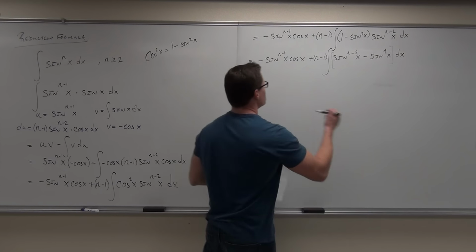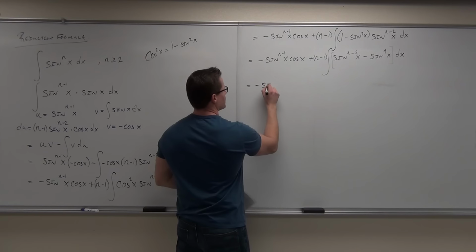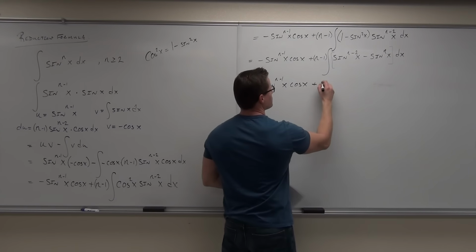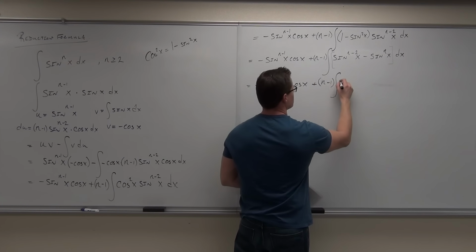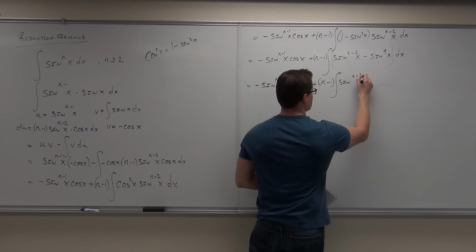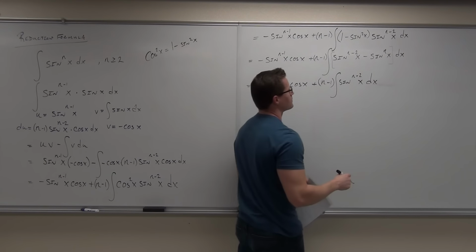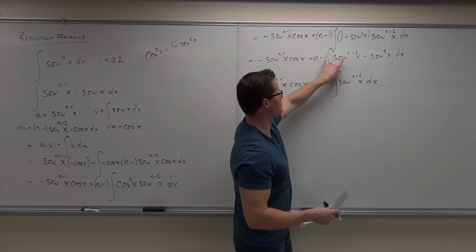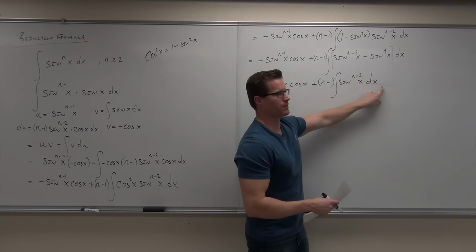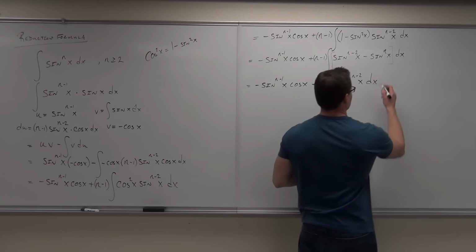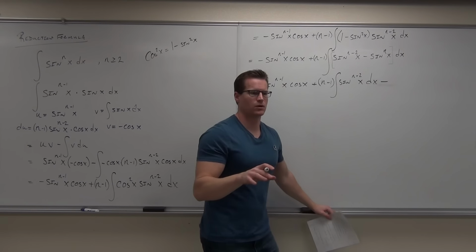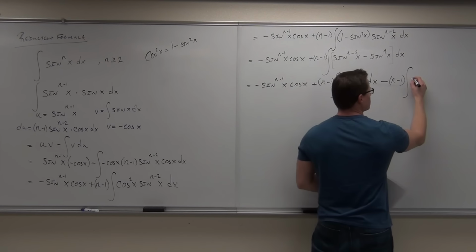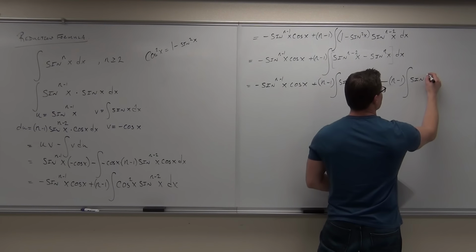Is that clear? So when I do that, we'll get negative sine n minus 1 of x cosine x, nothing changes, plus n minus 1 times the integral of sine n minus 2 of x dx, don't forget that dx. It's basically like you drop the parentheses because you're distributing this to the first integral, no problem. What's the next thing I'm going to write? Minus, n minus 1, yes, in parentheses. Then the integral, what's in the integral? Sine of what? I mean, n.